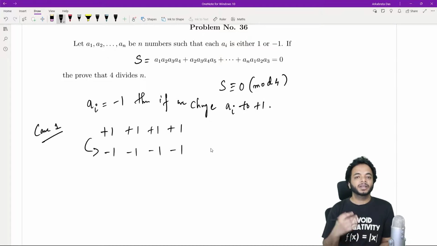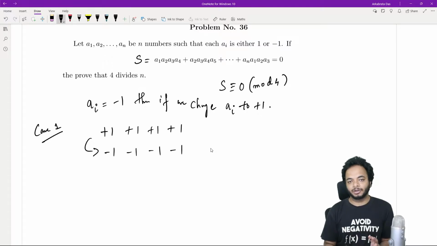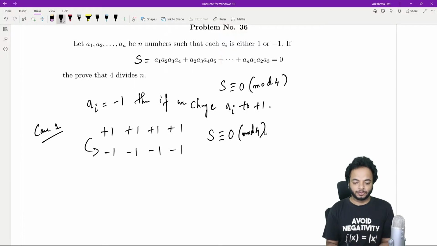I showed the example using a2, but the same logic works for any ai. So for any particular ai which is -1, if you change it to +1, my claim is that the sum won't change under modulo 4. In this case we saw that s is still congruent to 0 modulo 4.